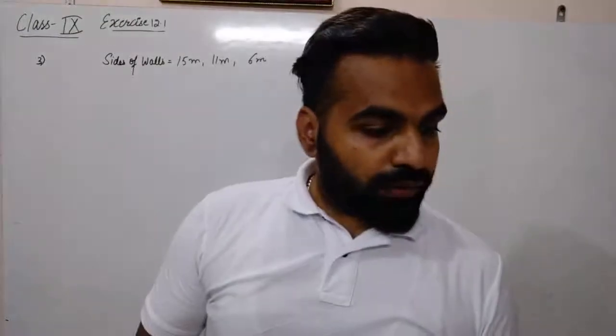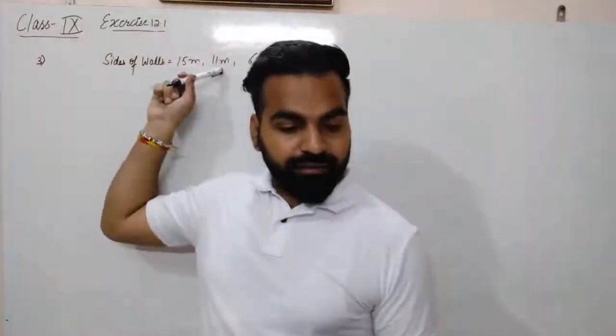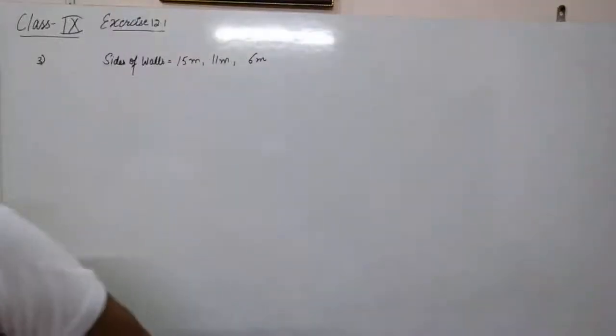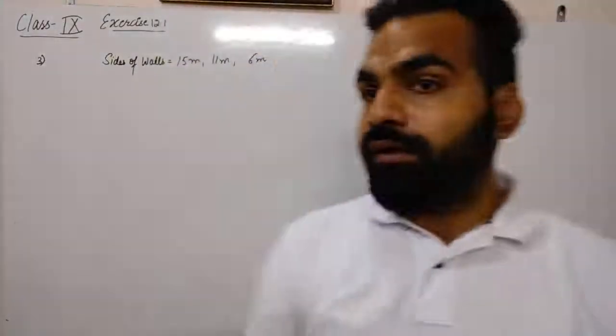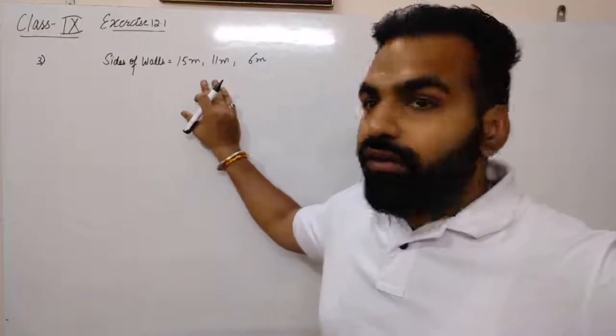See question number 3 now. There is a slide in a park. One of its side walls has been painted in some color with a message, "Keep the park green and clean." If the sides of the walls are 15 meter, 11 meter and 6 meter, find the area painted in color. So we have to find the area of the board which has to be painted by the color. The board is in the form of a triangle, so we have to find the area of the triangle.